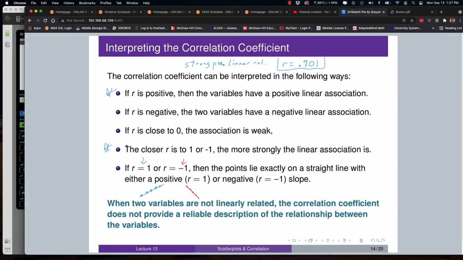So when two variables are not linearly related, though, the correlation coefficient does not provide a reliable description of the relationship between our variables. In short, what I'm saying is if your data is nonlinear or has an outlier in it, then we can't use the correlation coefficient to accurately describe our data set, our relationship. So that's something to keep in mind as well.